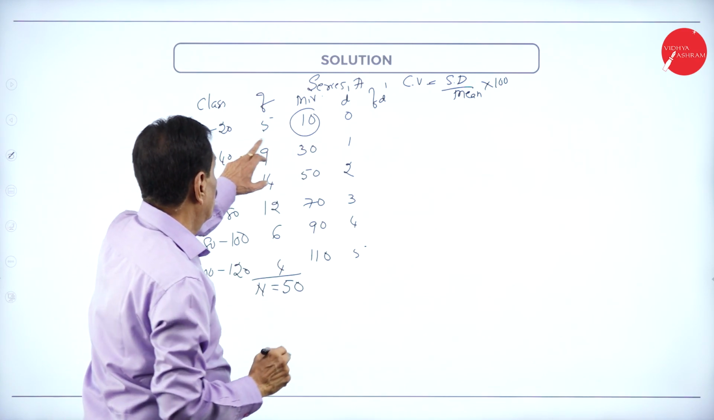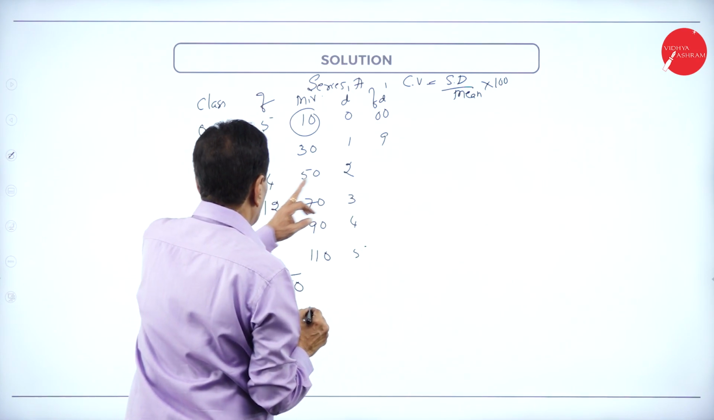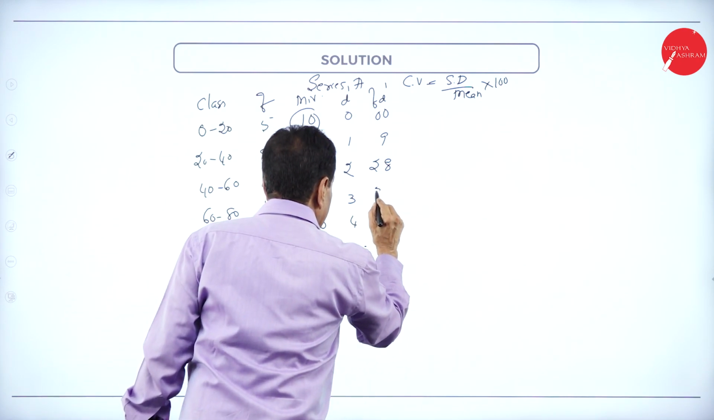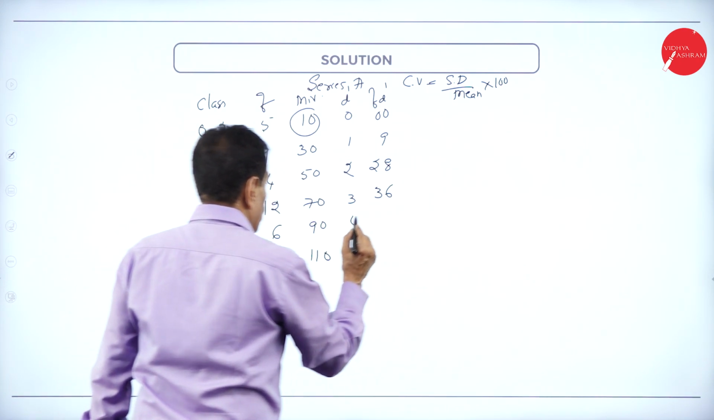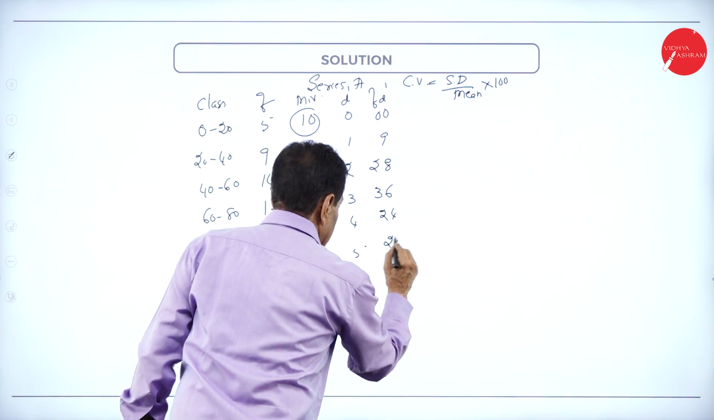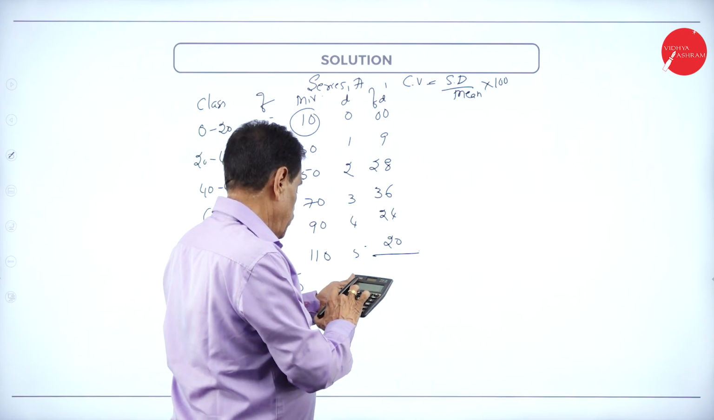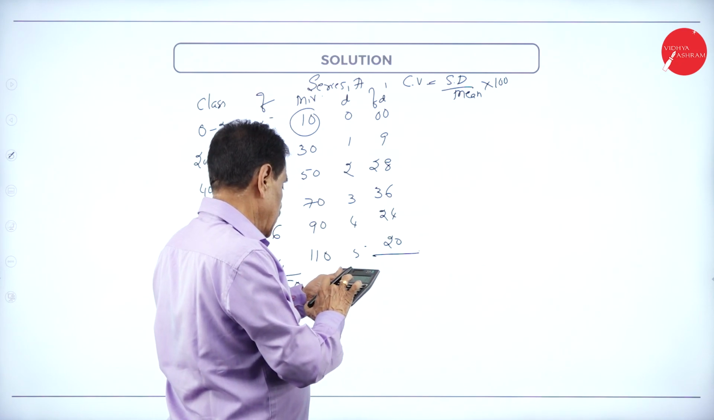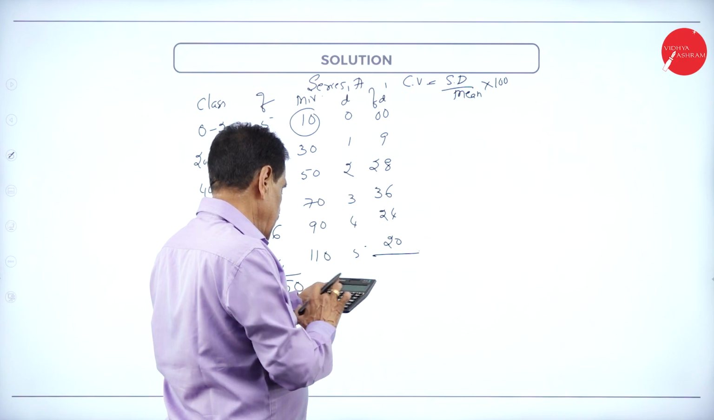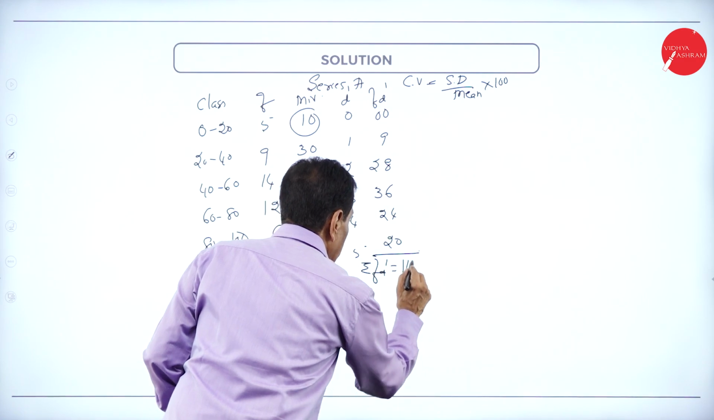Frequency into d dash. 5 into 0 is 0. 9 ones are 9. 14 twos are 28. 12 threes are 36. 6 fours are 24. 4 fives are 20. Add the figure. This is 9 plus 28 plus 36 plus 24 plus 20. 117. Sigma fd dash is 117.